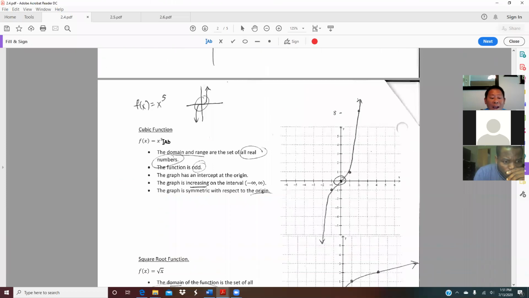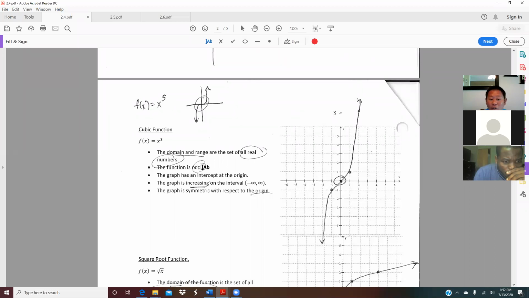Cube function, x cubed. The x cubed function looks something like this. Where you put 0, you get 0. When you put 1, 1 cubed is 1. When you put 2, 2 cubed is 8. When you put -1, you get -1. When you put -2, it goes down to -8. So this is a cubic function. The domain and range for this cubic function is all real numbers, everything from negative to positive infinity, because this eventually goes to negative and positive infinity.